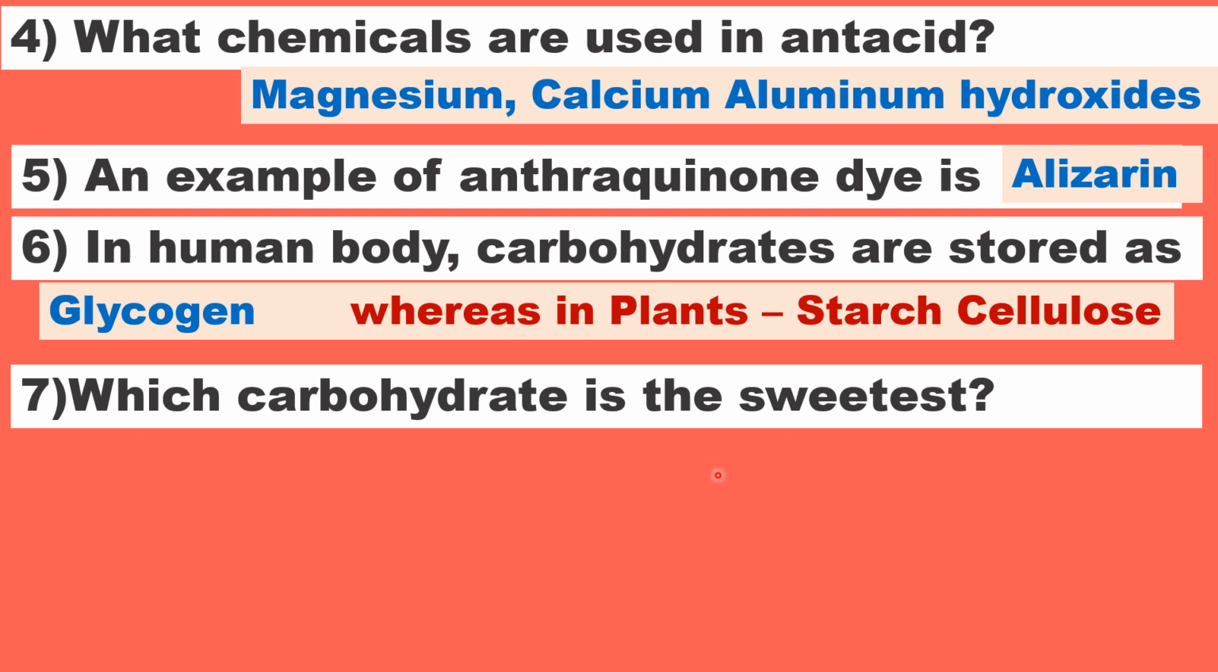Which carbohydrate is the sweetest? Honey sugar, fructose. Fructose is the sweetest carbohydrate. Among all the carbohydrates, it is the sweetest. It is present in honey, fruits, etc.